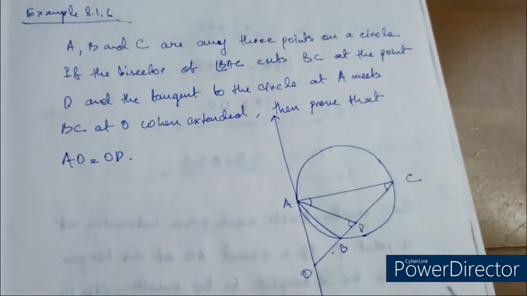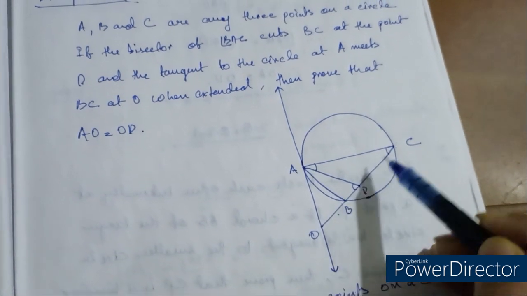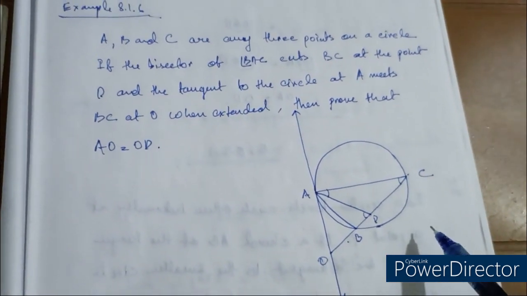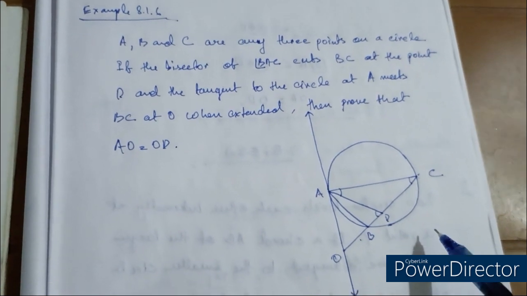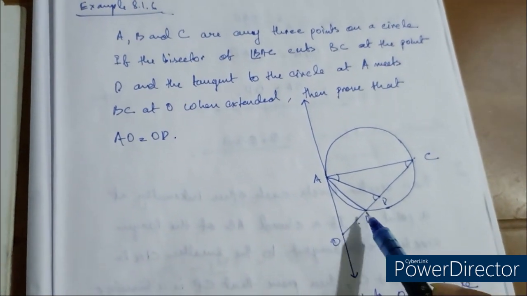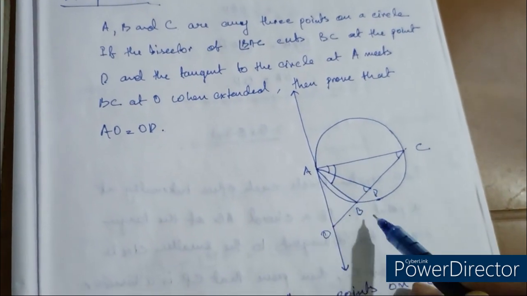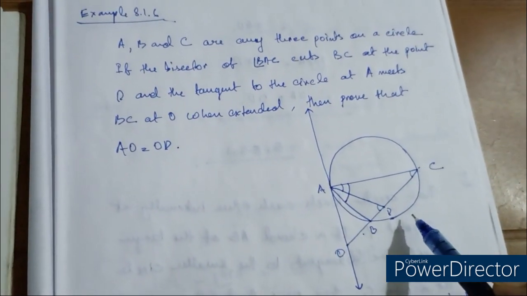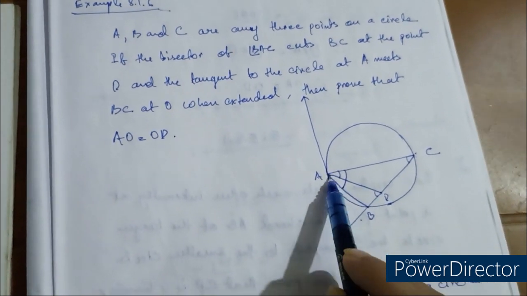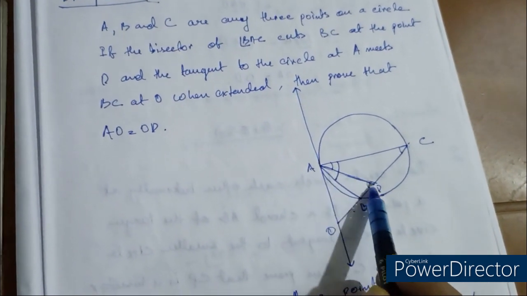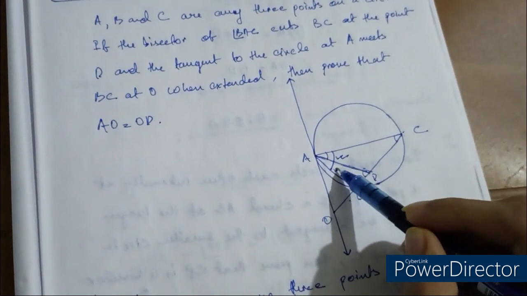So this is our A, B, C, any 3 points on a circle. If the bisector of angle BAC, this is angle BAC, cuts BC at point D. So AD is the bisector. AD is the bisector of angle BAC. That means this angle will be equal to this angle here.